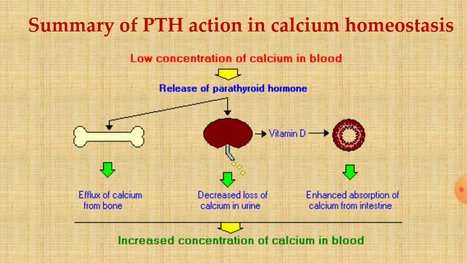And one of the major effects of parathyroid hormone on kidneys is also that it stimulates synthesis of 1,25-dihydroxycholecalciferol by the kidney, so that calcium absorption of the gut can be enhanced.